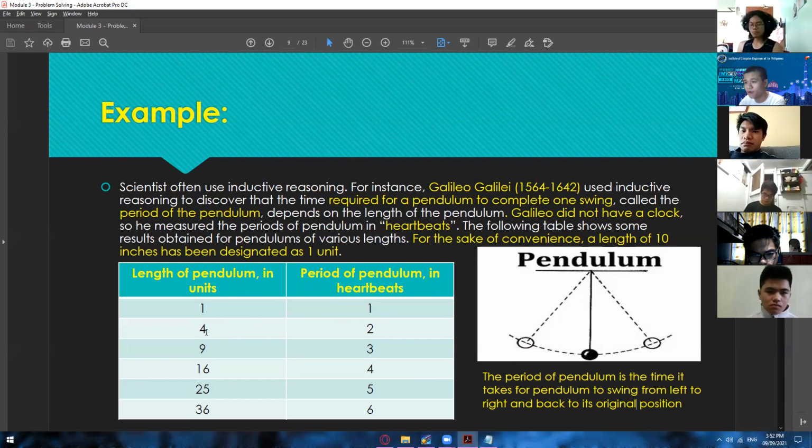If we have 4 units, we have 2 heartbeats. If we have 9, we have 3. If we have 16, we have 4. If we have 25, we have 5. If we have 36, we have 6. So what did you guys realize regarding this table? What if we have heartbeats of 7? What is the length that we should have in here? 49. Yeah, 49. So it's always the square root of the length of the pendulum that is equal to the heartbeats that you will have.